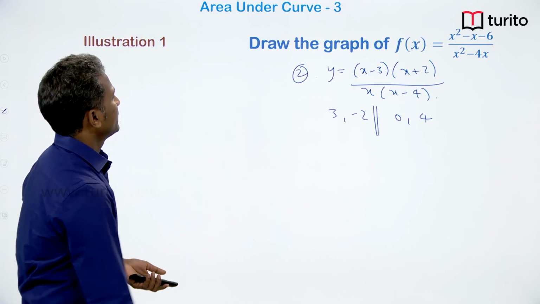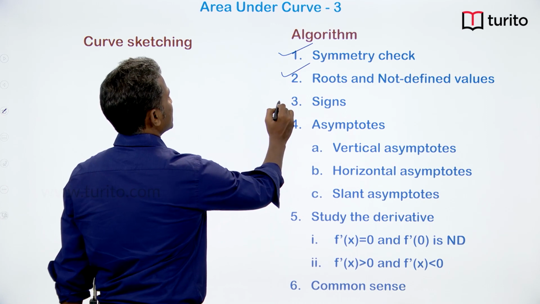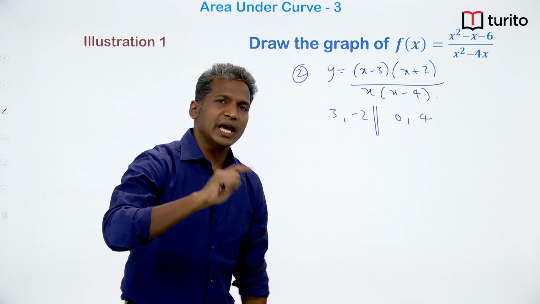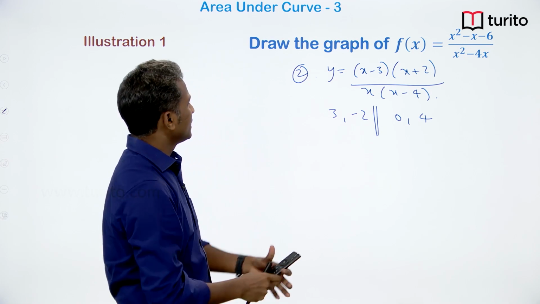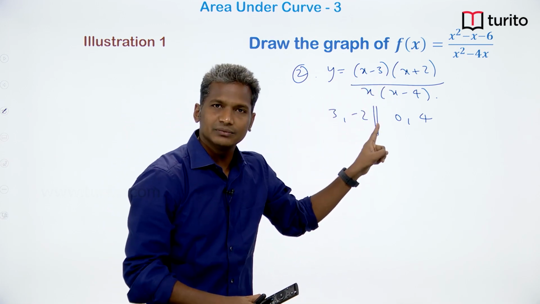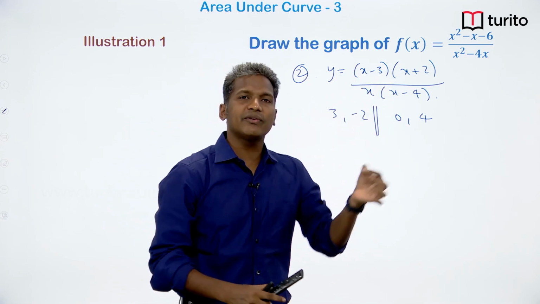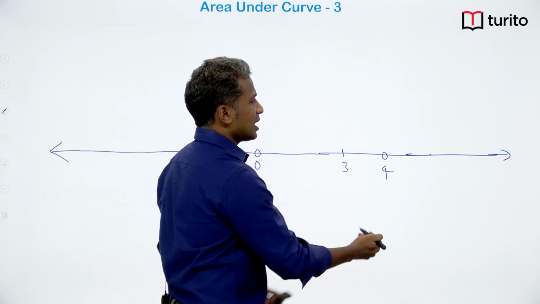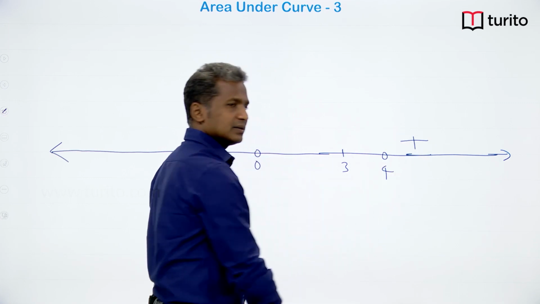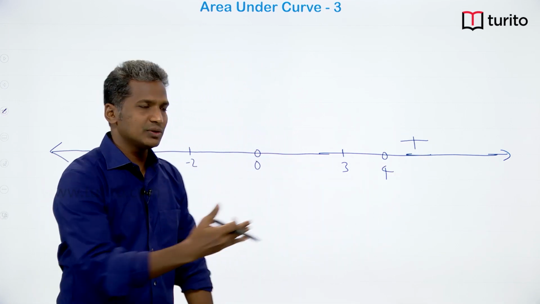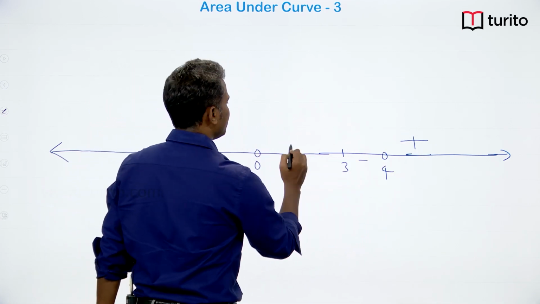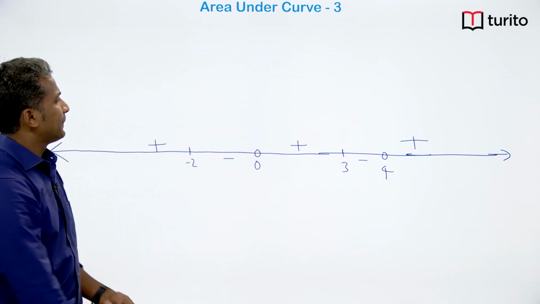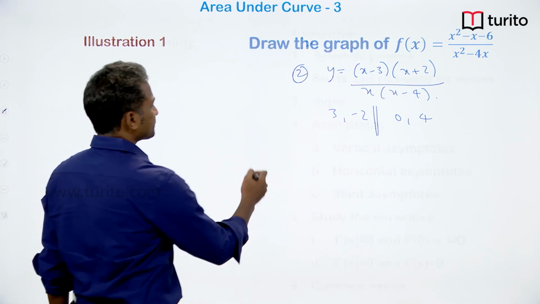Next, what is the next step? Signs. Because here the coefficient of x in every factor is positive, and also every factor has odd powers. So, how do we start? Rightmost is plus sign. Every factor has odd powers, so the sign will change alternatingly. So, these are the sign changes.